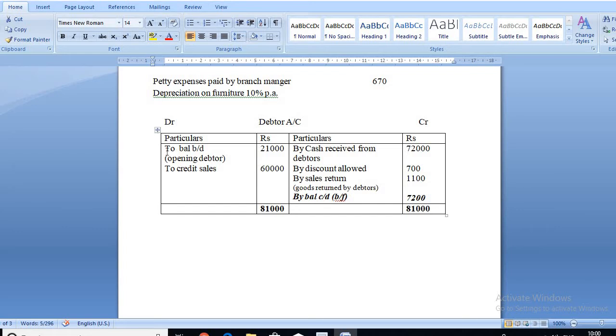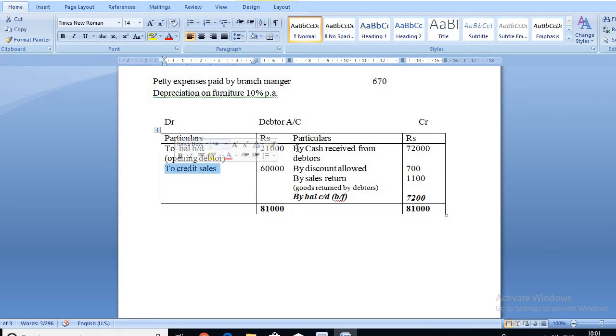In the debit side, we should record opening debtors. The opening debtor is 21,000, which is given in the problem. Because the debtor is an asset, we know that the opening asset should be debited. And one more item, credit sales. Credit sales increases the value of debtors. That's why credit sales should be debited.